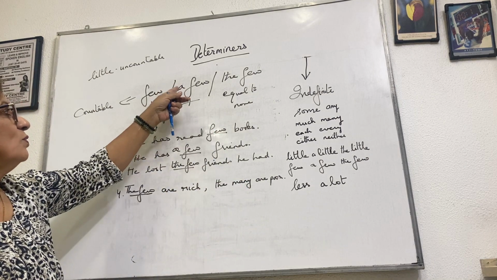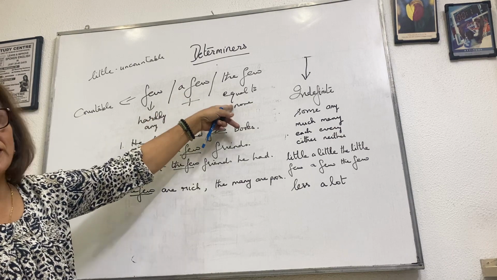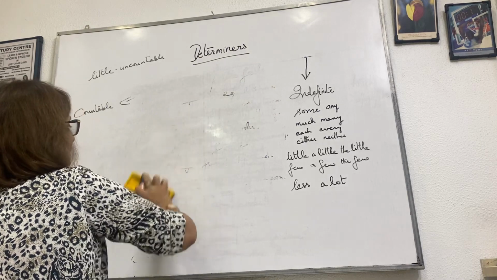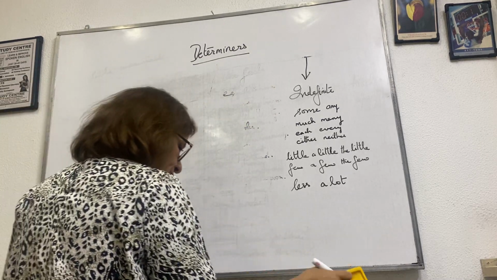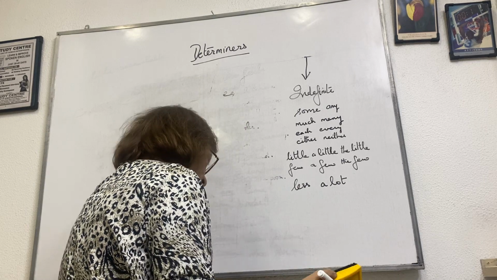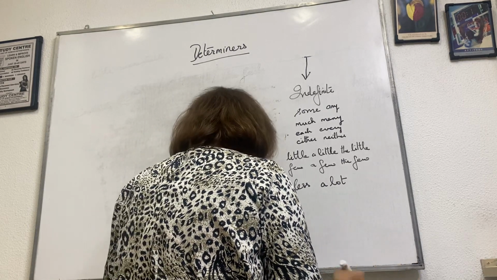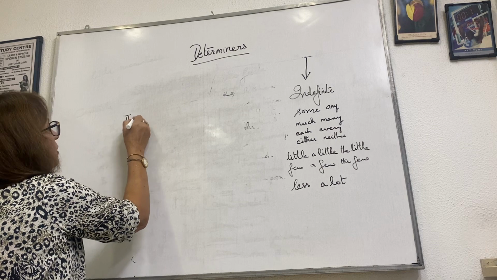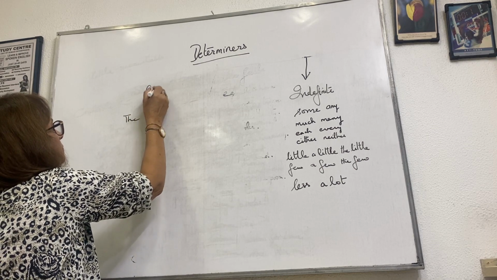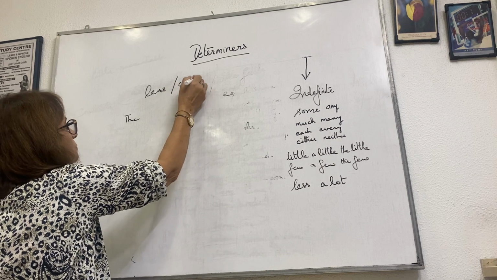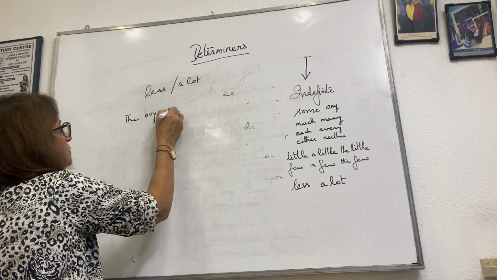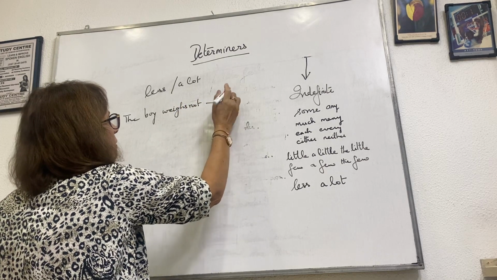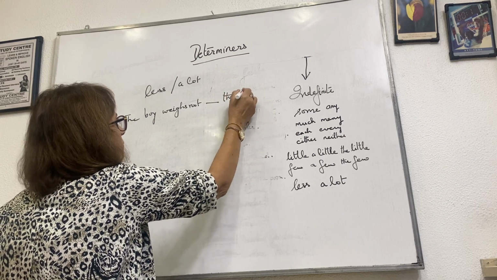So students, I gave you a little, a few and the few. Now last is less and a lot. This is not a comparison, this is used as it is. For example, let's do this. A lot means this many. The boy weighs not less than 40 pounds.